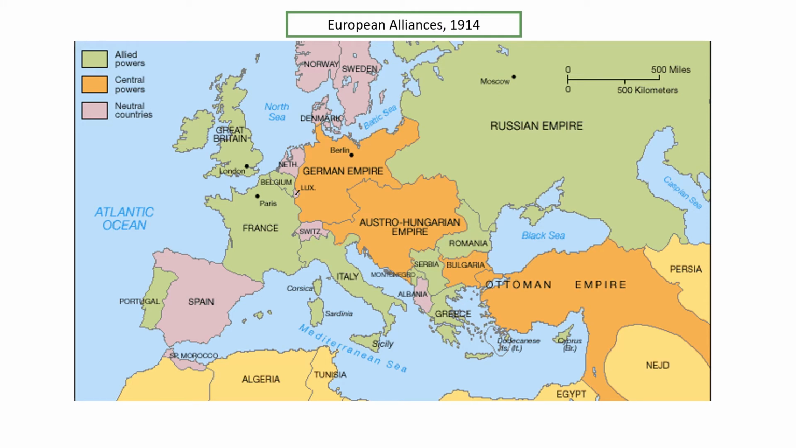So here you see the tangle of alliances of which I spoke previously, and you can see the Central Powers there in orange, and of course the Allies in the green. And you can see that Germany is definitely surrounded when this conflict breaks out, and the spark is going to occur right down there in the Balkans.